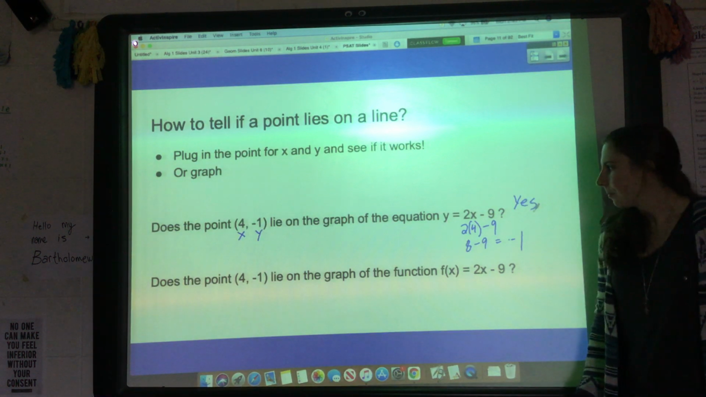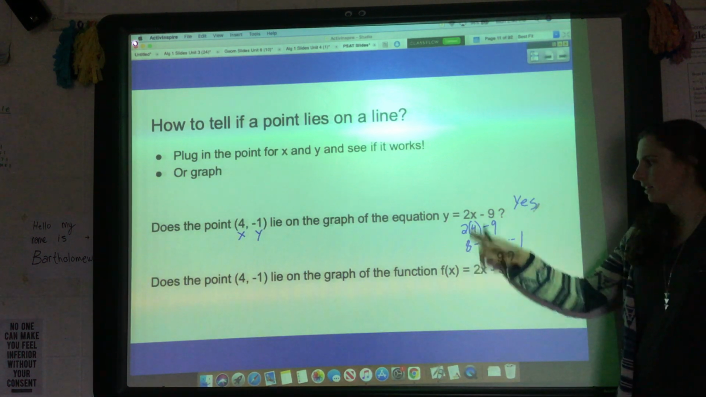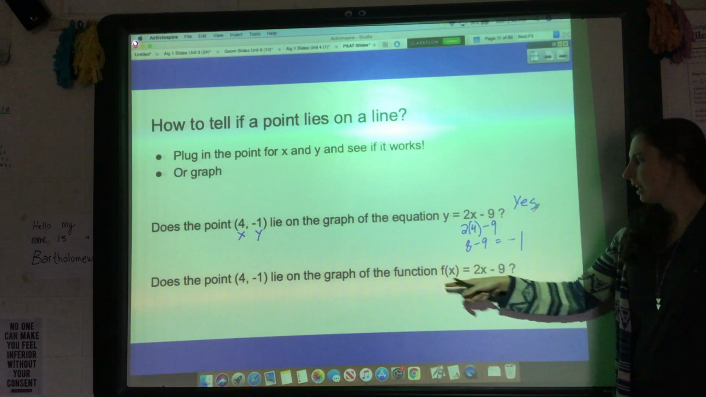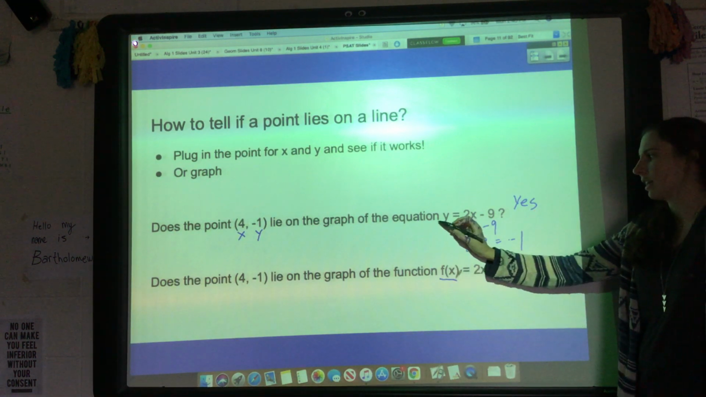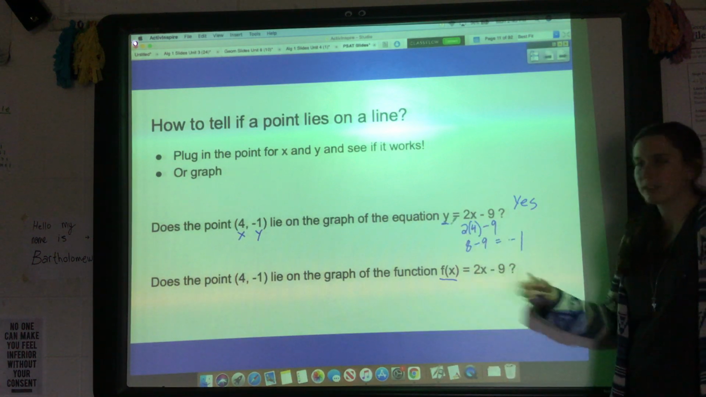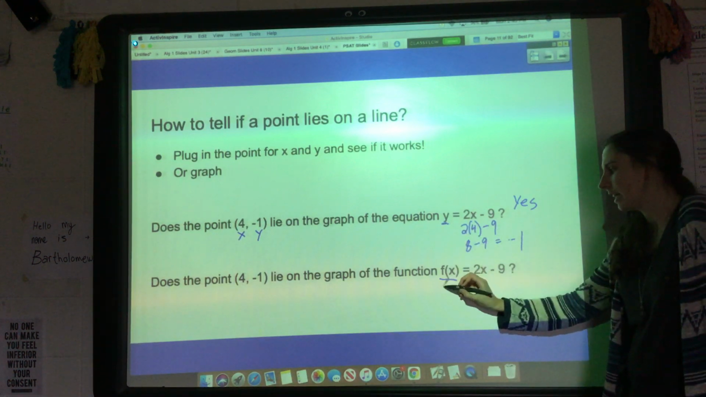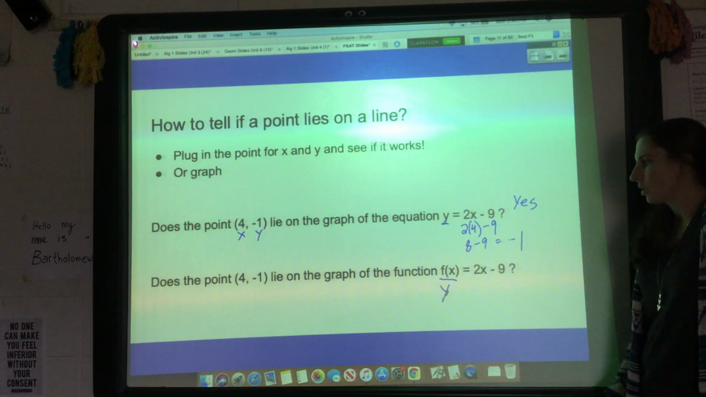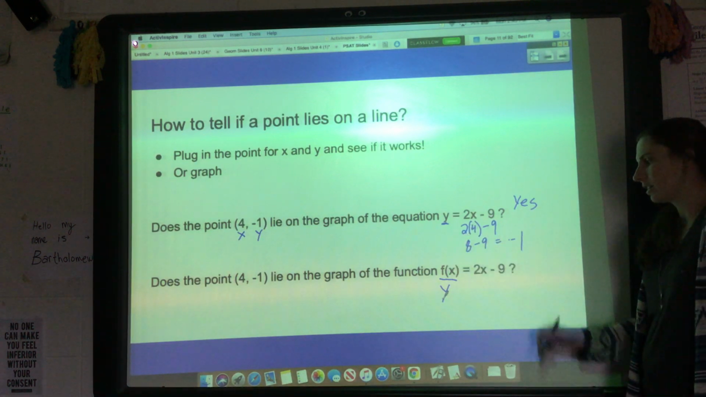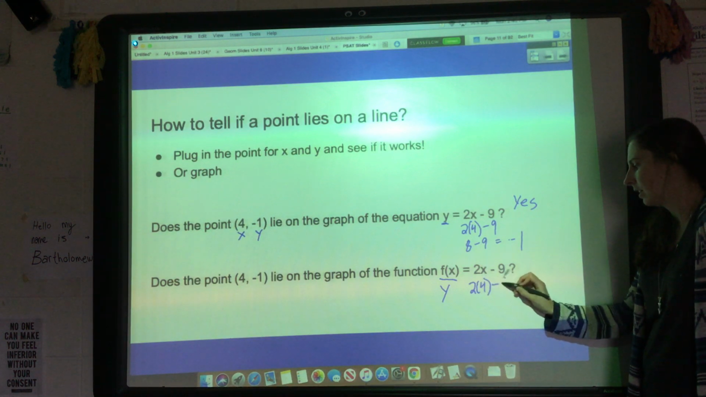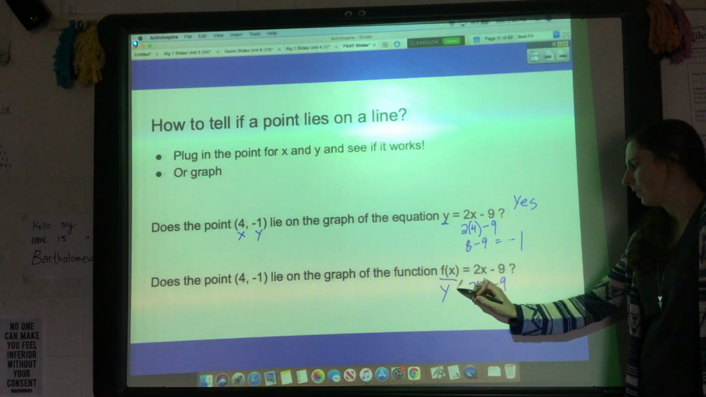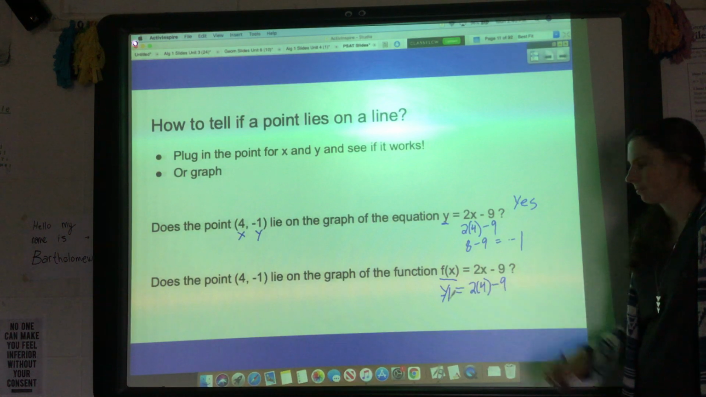I just wanted to show you this. These are the exact same problem. It's just this one I made it a function and used f of x rather than y. It means the same thing. Remember that f of x is just a y. So when you're trying to test out that point, still just put in 4 for x and see if you get out -1 for y.